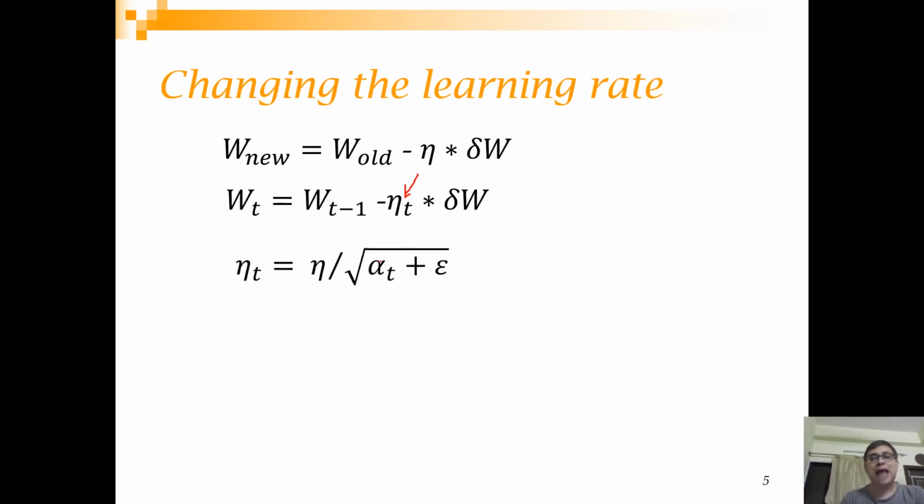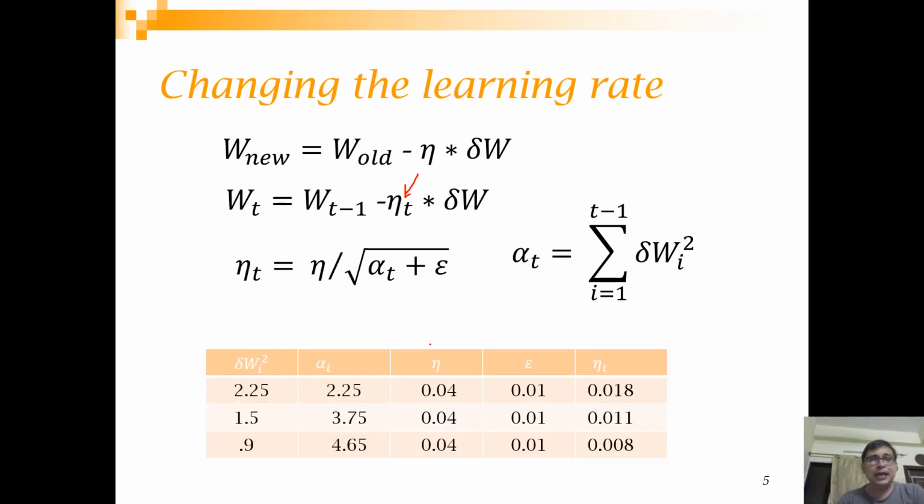Now how is this different? Neta t is actually a ratio of the original learning rate and square root of alpha t plus epsilon. Epsilon is a small value. Why do we use it? Because if at any time this alpha t is 0, we don't want to get a divide by 0, and we don't want our algorithm to abnormally terminate. So what is alpha t? Alpha t is nothing but the summation of the squares of the derivatives up to that point. When we look at an example, it will be more clear.